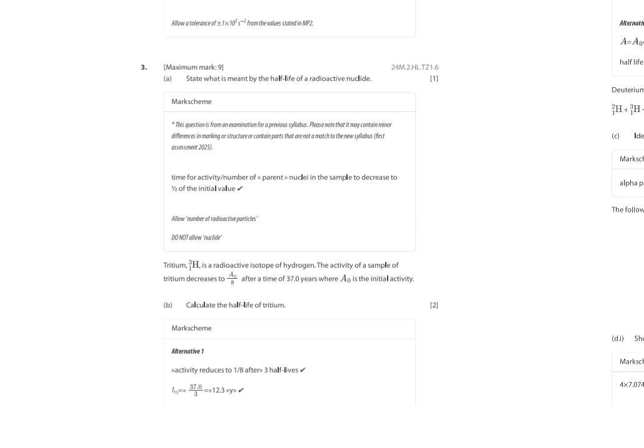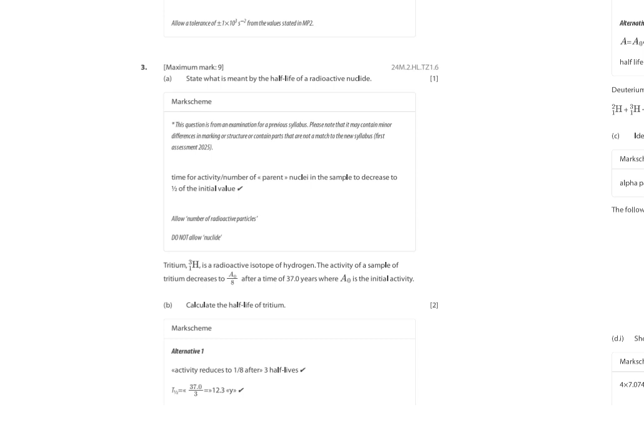And the mark scheme says, time for the activity or the number of parent nuclei in a sample to decrease to half of the initial value. It says this question's from a previous syllabus. It may have minor differences in marking or structure. I don't think so. I think this will be in the current syllabus, especially based on the equations that they have. So also, it's not hard to say what half-life is.